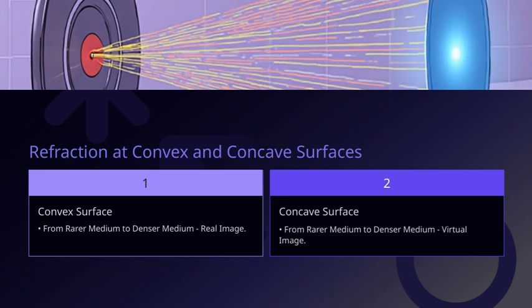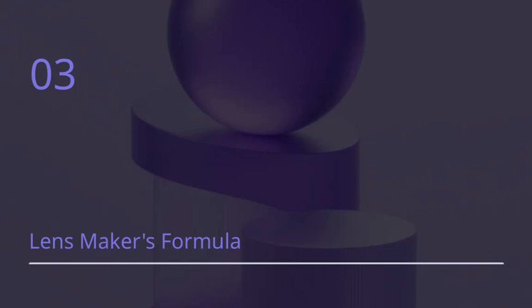All of these concepts connect back to the overall theme of how light behaves when it encounters different surfaces and mediums, shaping the images we observe in various optical devices. Let's take a closer look at the lens maker's formula.